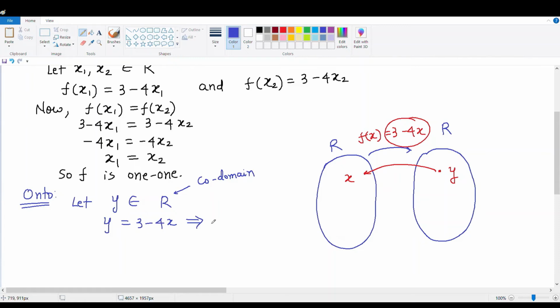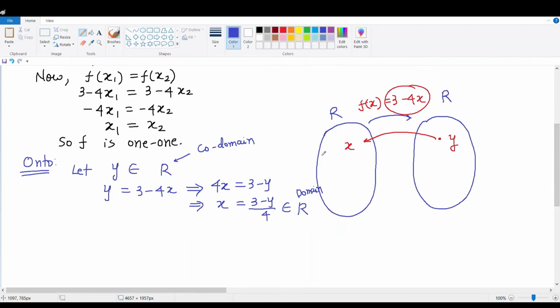So if I try to solve this for x, I am going to send 4x over there, send y over here. So 4x is going to be 3 minus y, and then x is going to be 3 minus y over 4. Now if you look here, is this going to belong to the domain R? Of course, right? Because y is some real number, and if you subtract it from 3 and divide by 4, of course it's going to belong to the real number set in your domain. And as soon as you have that pre-image in the domain, that means it is actually an onto function.